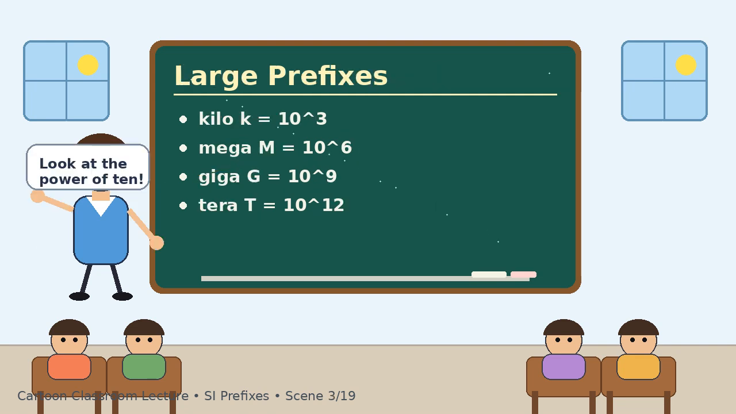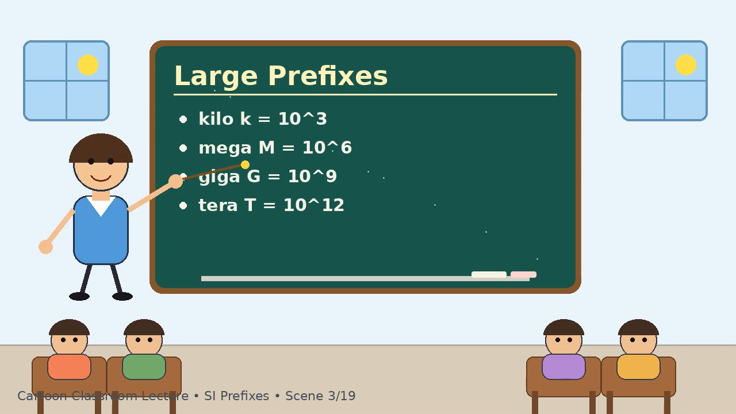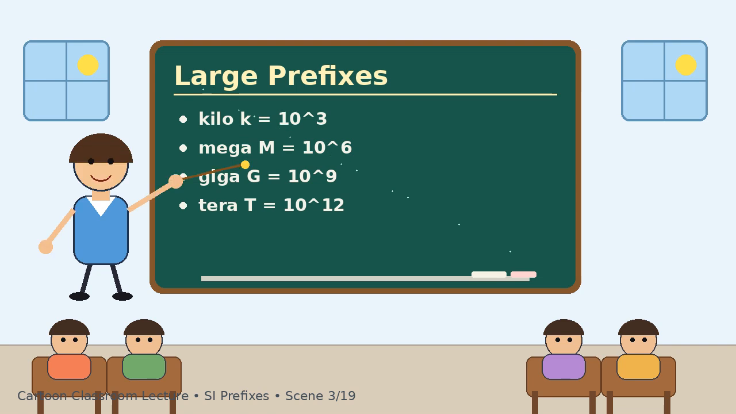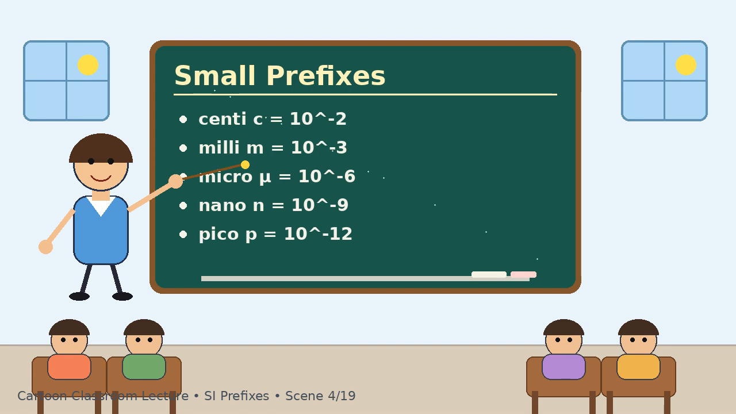Some prefixes are used for large quantities. Kilo, with the symbol k, means 10 to the power 3. Mega, with the capital symbol M, means 10 to the power 6. Giga, with the capital symbol G, means 10 to the power 9. Tera, with the capital symbol T, means 10 to the power 12. For example, 1 megawatt equals 10 to the power 6 watts, and 1 gigahertz equals 10 to the power 9 hertz.